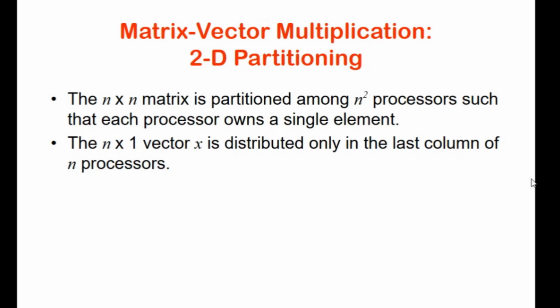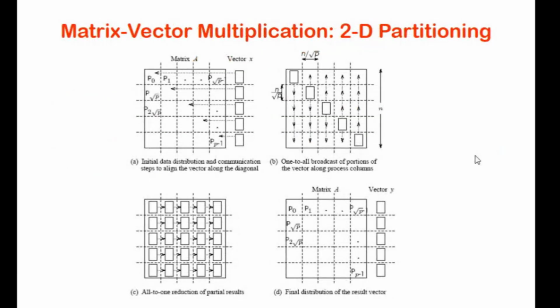In 2D partitioning, the n cross n matrix is partitioned among n square processors, such that each processor owns a single element. So there will be n square processors, whereas in 1D partitioning we used n processors per row. Here, the n cross 1 vector x is distributed only in the last column of n processors. We will now study it with the diagram.